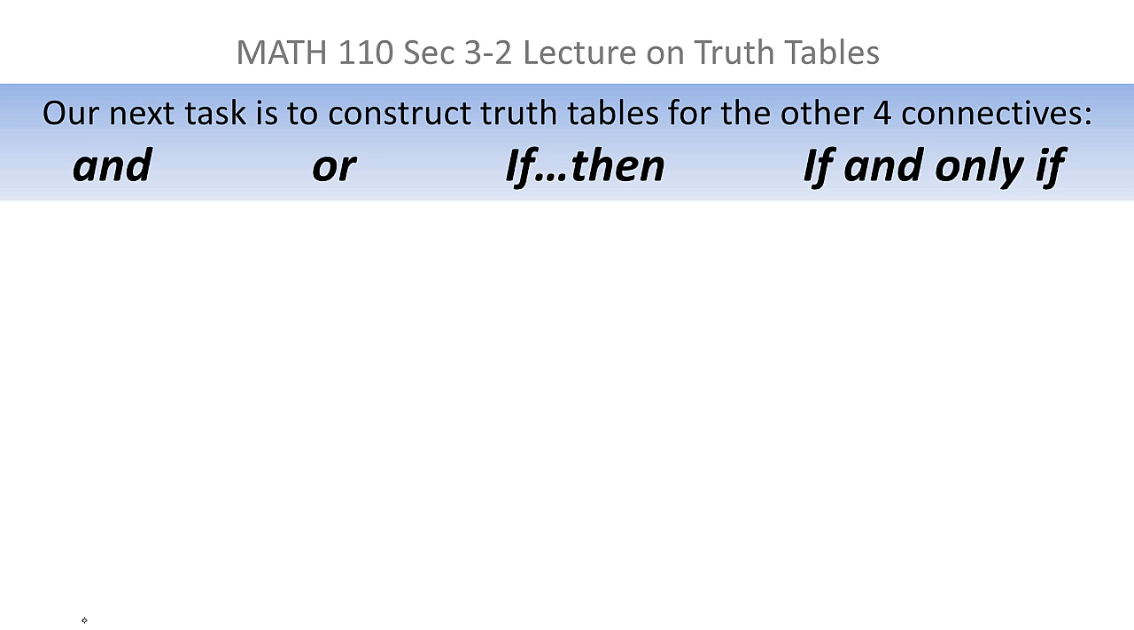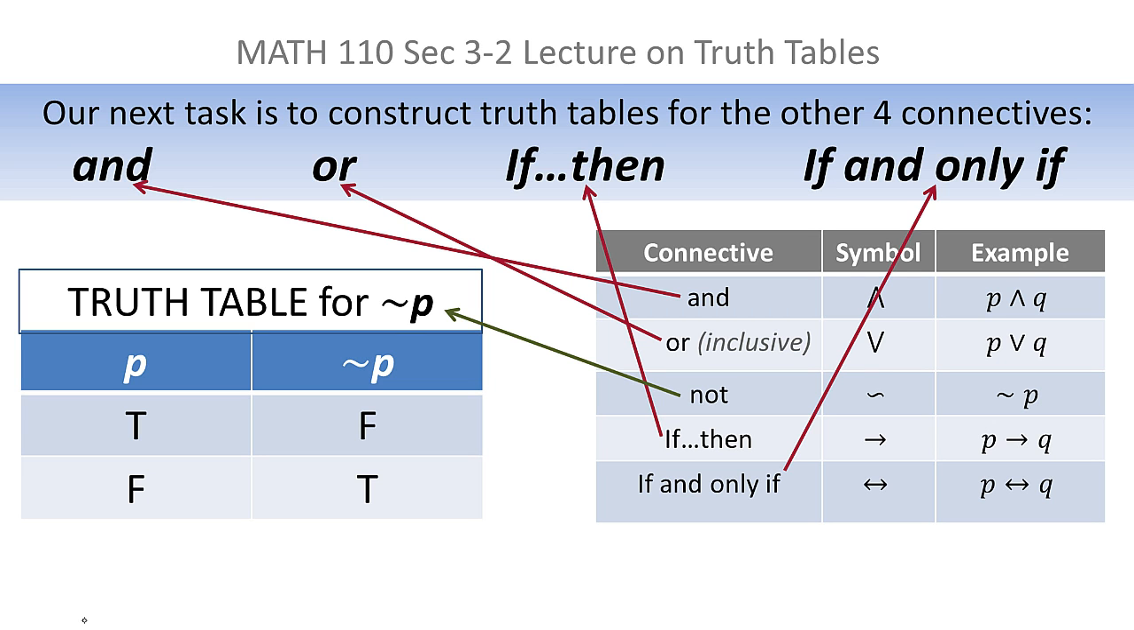What we want to do now is build more truth tables. We want to build a truth table for each of the connectives that we've discussed. We've talked about and, or, the inclusive or actually, not, if then, and if and only if. So we built a truth table already for the negation, the not. We want to do it for the other four. So let's get right to that.